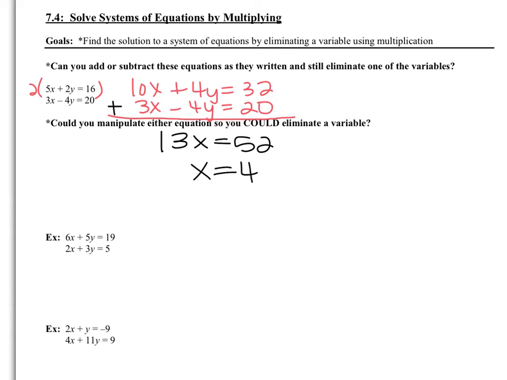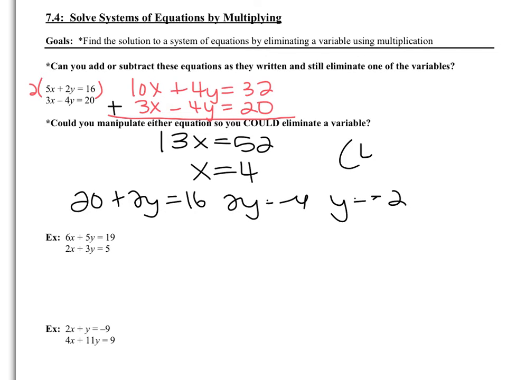When it's time to find the y value, you can really go into either the original equation that you changed, the original that you didn't change, or the one that you did. I'm just going to put it into this 5x plus 2y equals 16. So you end up with 20 plus 2y equals 16. And then 2y equals negative 4. And then y equals negative 2. So your final answer would be (4, negative 2).